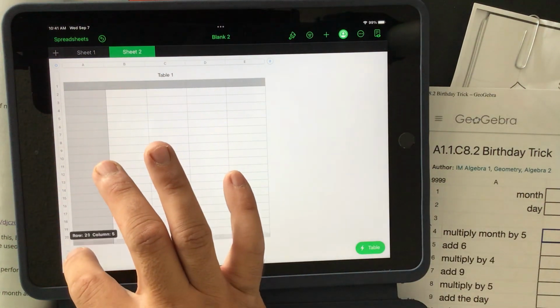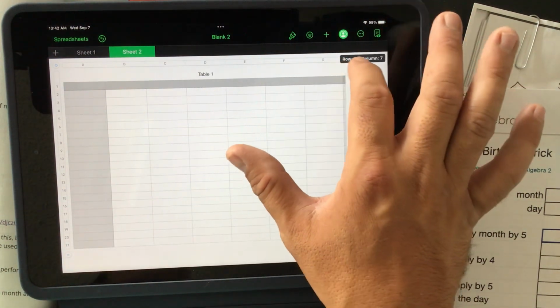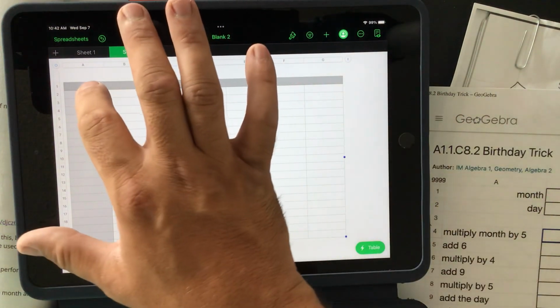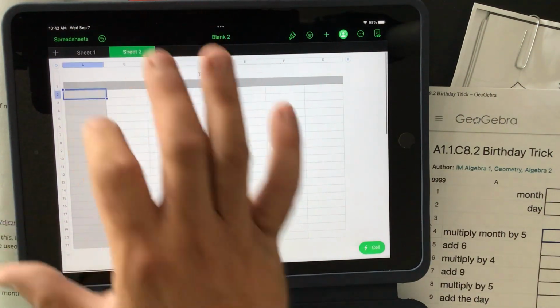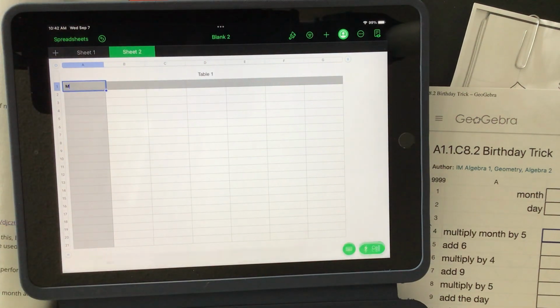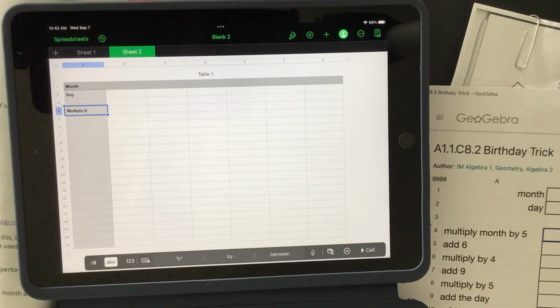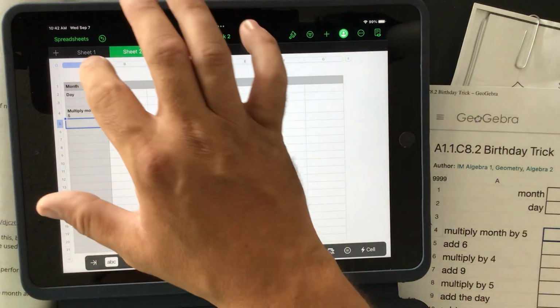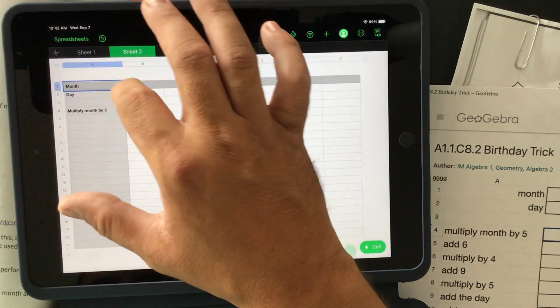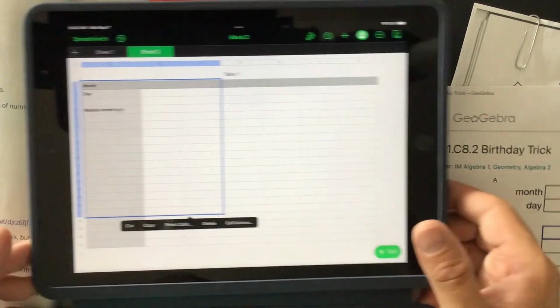We're going to kind of follow along with 8.2 in your book. In A1, please write month. A2, day. Then we're going to have it do a bunch of things here as well. So go ahead and just copy what you see on mine. Can't see it? All right, I'll make it bigger.